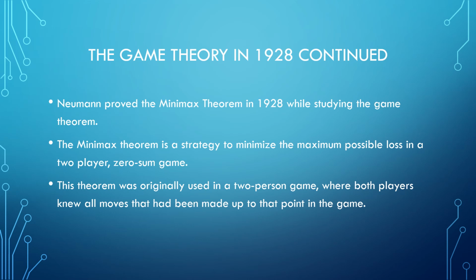Neumann proved the minimax theorem in 1928 while studying the game theorem. The minimax theorem is a strategy to minimize the maximum possible loss in a two-player zero-sum game. This theorem was originally used in a two-person game, where both players knew all moves that had been made up to that point in the game.